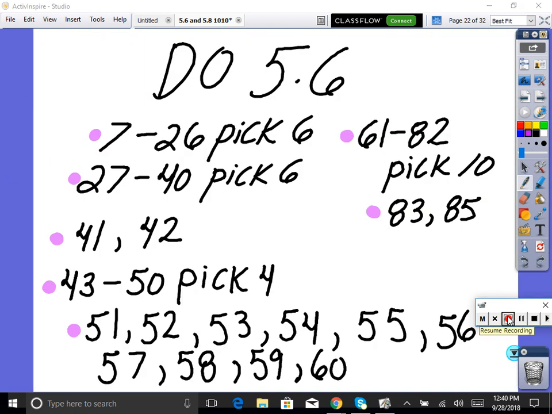Alright, so do 5.6, guys. Make sure you pick and do every single type of problem. Go through and look for the ones that maybe look hard, and you're like, I've never seen one like that, because you want to be prepared for the test. I know this is hard stuff, but I know you guys can do it. If you study, you guys can do it, I promise. So, good luck.